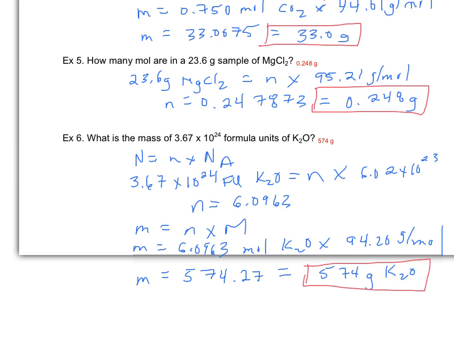Try out the mass and mole conversion questions listed on your assignment cover sheet.